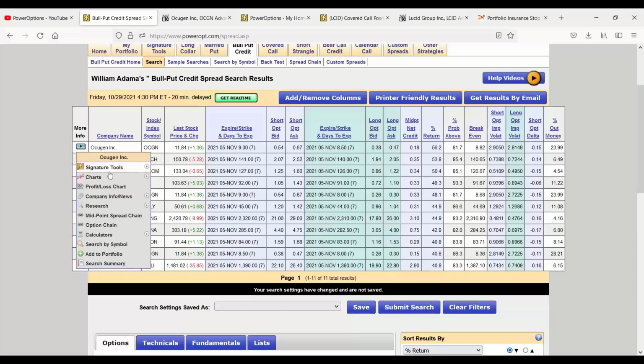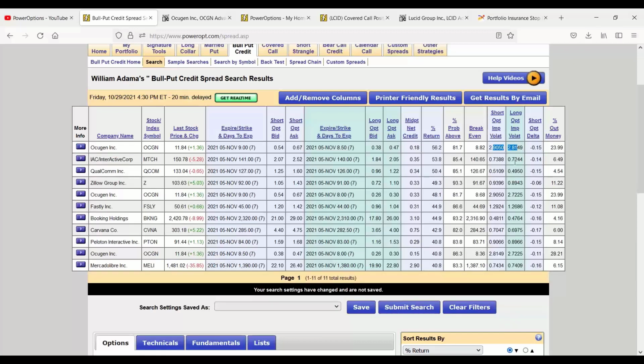But I'd have to research the heck out of this. Why is this thing so up here in volatility? 2.9%. You know I don't enter trades with that volatility at all. I don't even go near that. I probably wouldn't even go near IAC. Now, Qualcomm's an interesting one, isn't it?